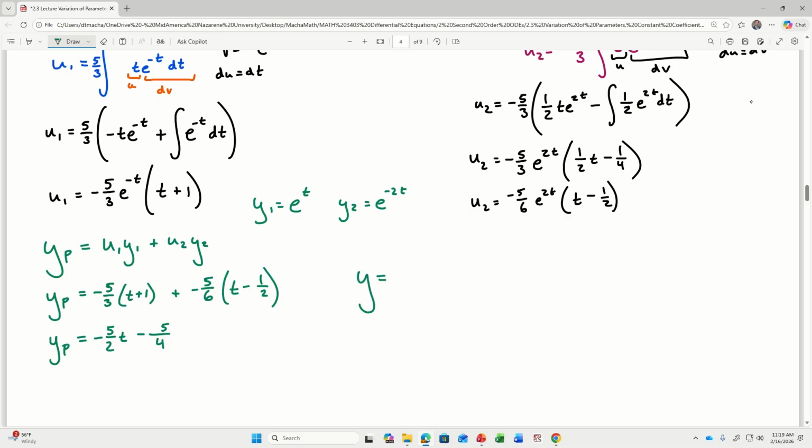So that's my particular solution, isn't it? And then the general solution is going to be the complementary solution plus the particular solution. So the general solution is going to be C1 e to the t plus C2 e to the negative 2t minus 5 halves t minus 5 over 4.